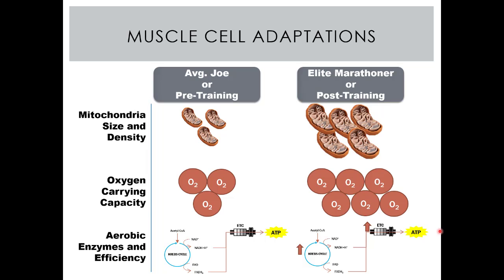This is largely mediated by an increase in the muscle cell's oxygen-carrying protein, myoglobin. The oxygen-carrying protein in blood, as most of us know, is hemoglobin, and the same version of that protein in muscle is called myoglobin. So with an increase in mitochondria number, size, and density, together with an increase in oxygen-carrying capacity in the muscle, there is an increase in the ATP-producing power of the aerobic system, as illustrated here.